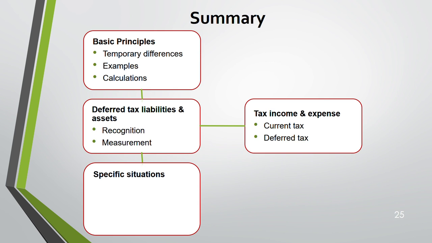Then we went through specific situations like revaluation, business combination, unremitted earnings, and losses, and under business combination itself, we went through three more adjustments. What are they? Fair value adjustment, then share based payment, that is not under business combination, and provision for unrealized profit. I think those are the things. And how do you disclose at the end? So that's it for this lecture.